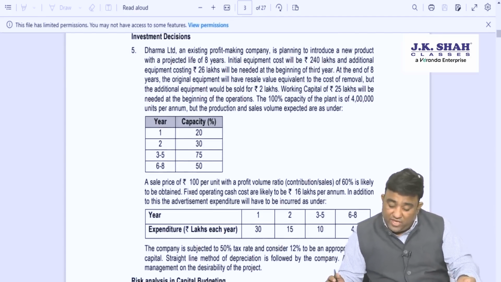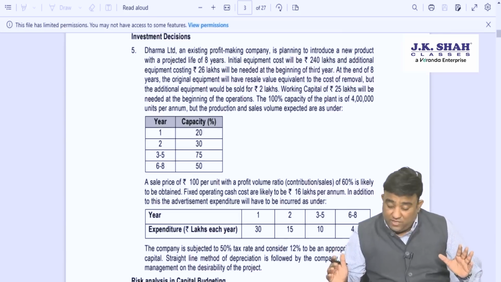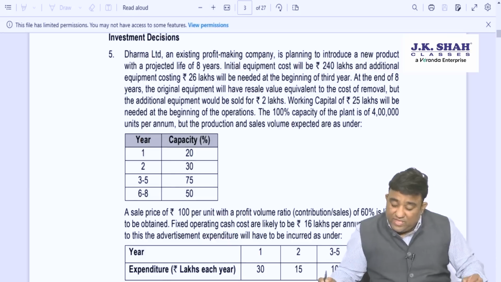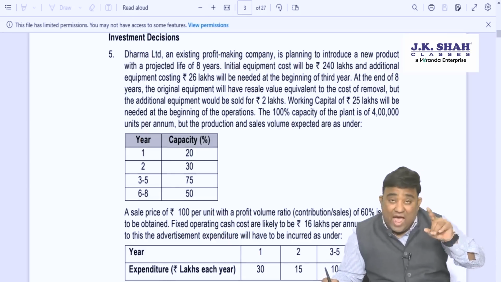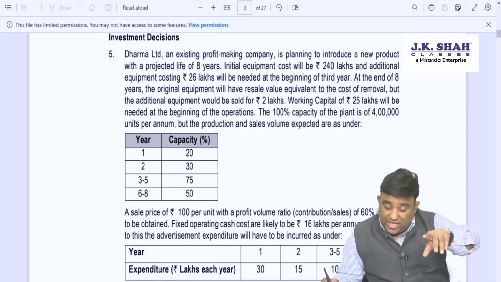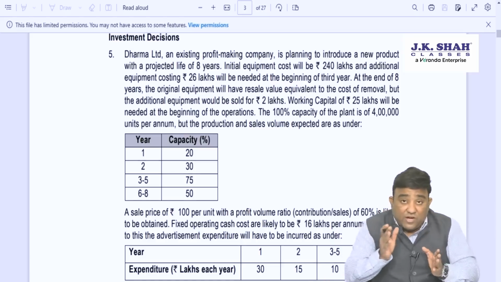Dharma Limited is an existing profit-making company and is planning to introduce a new product with a projected life of 8 years. The equipment cost is 240 lakh and additional equipment costing 26 lakh will be needed at the beginning of 3rd year. What is beginning of 3rd year? So I can say from 3rd year onwards.